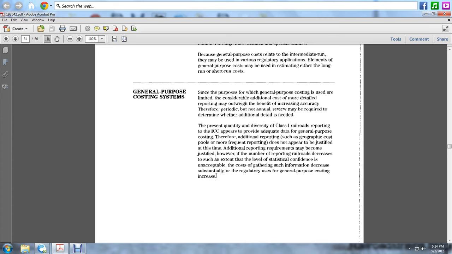The present quantity and diversity of Class 1 railroad reporting to the Interstate Commerce Commission appears to provide adequate data for the general purpose of the cost. Therefore, additional reporting, such as graphic cost pools and more frequent reporting, does not appear to be justified at this time.